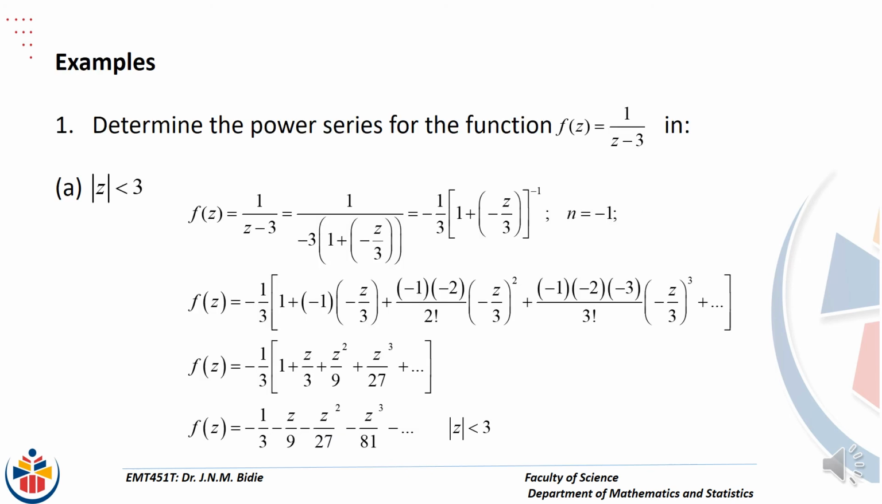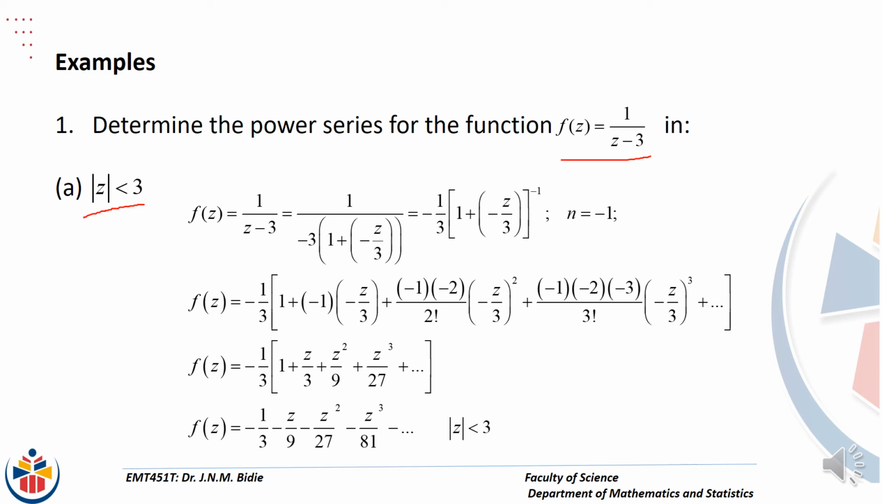Let's do some examples. Firstly, we've been given one function here. F of z is equal to 1 divided by z minus 3. The first thing that we note is the region of validity. Modulus of z is less than 3. And we had said once we've got a less than, that means all the powers of z will be positive. We'll have an times z to the power n in our summation series, n starting from 0 to infinity.